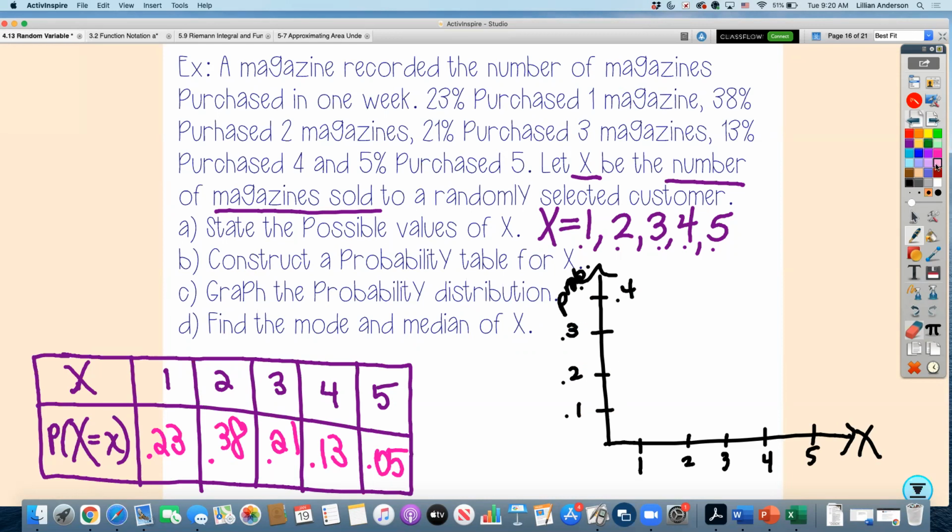And I make nice bar graphs. Not a histogram. They should not connect. Remember the difference between bar graphs and histograms. Histograms connect. These should not. So 0.23, it's a little bit bigger than 0.2. 0.38. 0.21. 0.13. And 0.05.